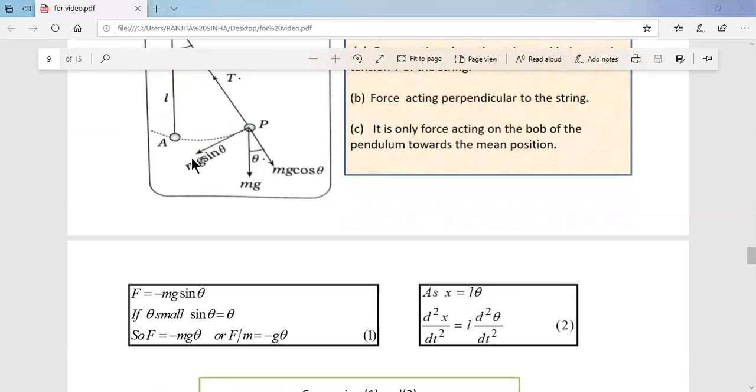Now F is the force acting on the bob of the pendulum towards the mean position, and F equals minus mg sin theta. Now if theta is small, then sin theta equals theta. So F equals minus mg theta. So F by m equals minus g theta. And here, as x equals L theta, we can find d2x by dt square equals L d2 theta by dt square. So we have equation 1 and this is equation 2.